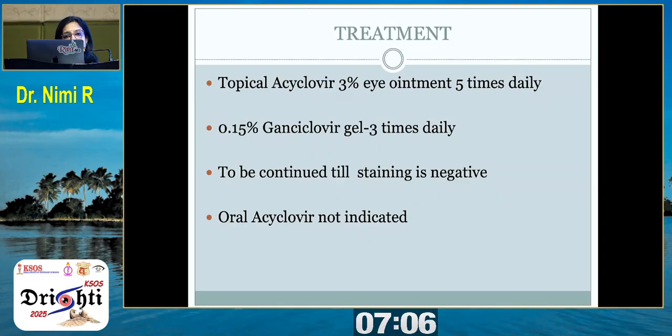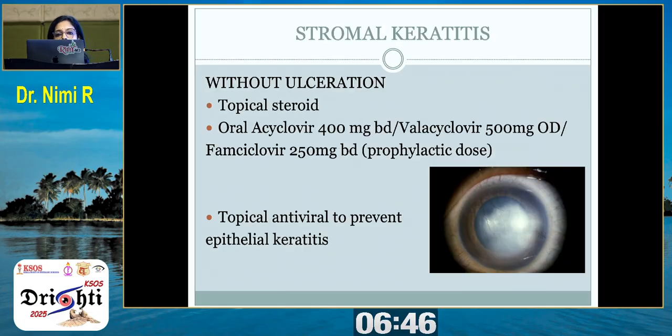Treatment is basically with topical antivirals. You can give topical acyclovir 3% eye ointment 5 times daily, or even ganciclovir gel is available, which can be given 3 times daily. It has to be continued till the staining becomes negative. Oral antivirals are not indicated in epithelial keratitis. Stromal keratitis, without ulceration: topical steroid is the mainstay of treatment.